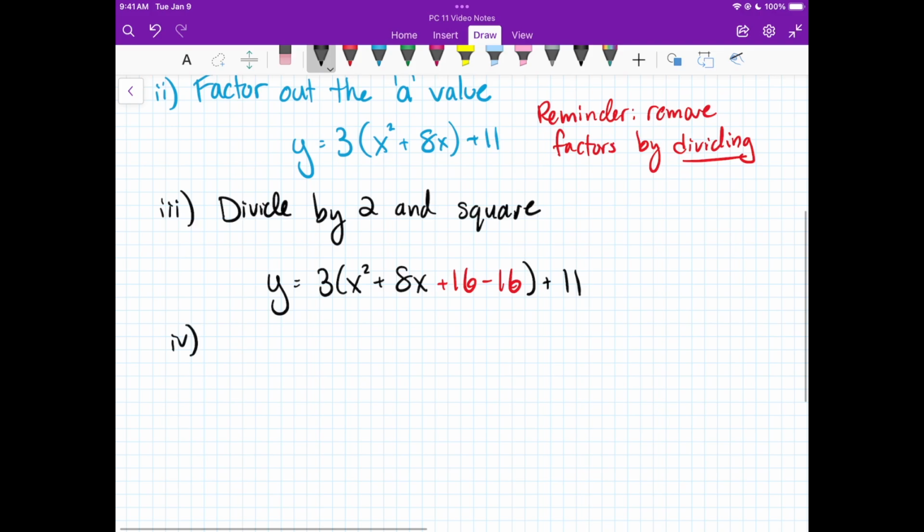All right, if you think back to the first ones, our next step would have been to move the negative 16 out of the brackets, and that is still the case, but there is going to be a twist on this. So we are going to move the negative term out.